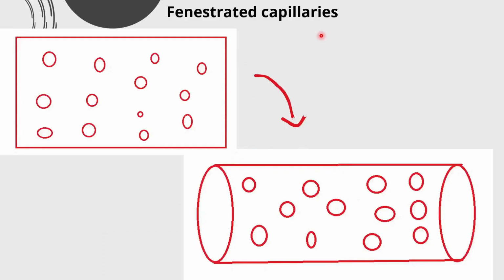Now, fenestrated capillaries. The basic thing about fenestrated capillaries is imagine you have a paper, you poke many holes into it, and you roll it up into a cylinder. That's how a fenestrated capillary looks.